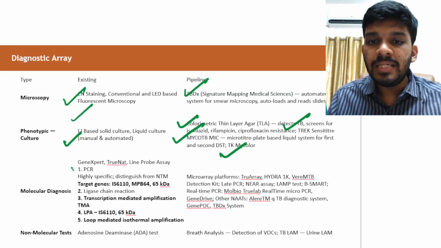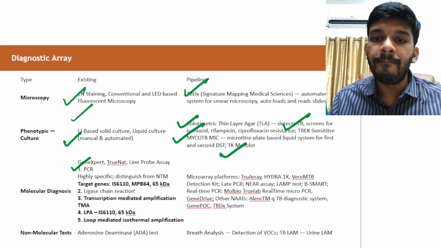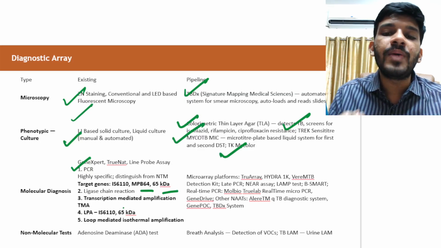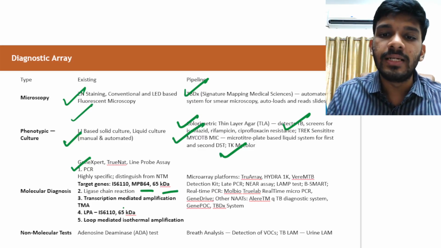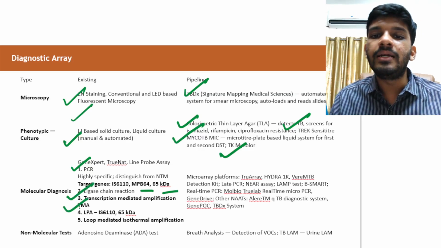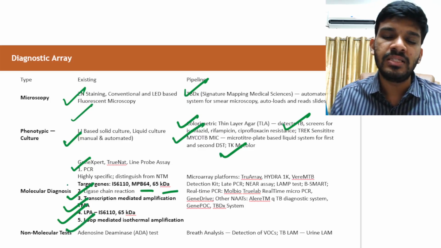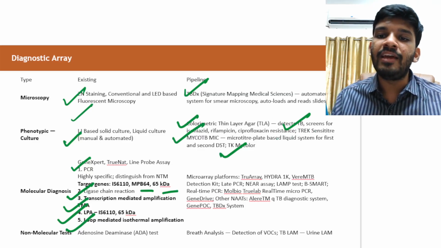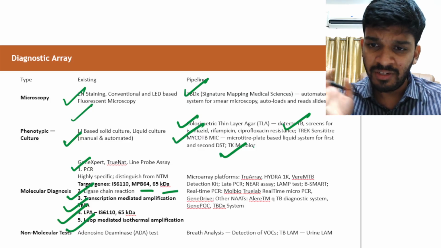Molecular diagnosis, PCR based methods like GeneXpert, where you're using IS6110, MPB64, 65 kilodalton protein, right? These are the mechanisms behind it. I told you GeneXpert was a hemi-nested PCR, so these are the probes it is looking for. Then ligase chain reaction, LCR, then transcription mediated amplification, line probe assay, and loop mediated isothermal amplification. These are the molecular diagnosis methods. Coming methods are TrueArray, Hain array, Vire MTB, right? Late PCR, NEAR assay, LAMP test, B smart, GeneDrive, Gene POC.